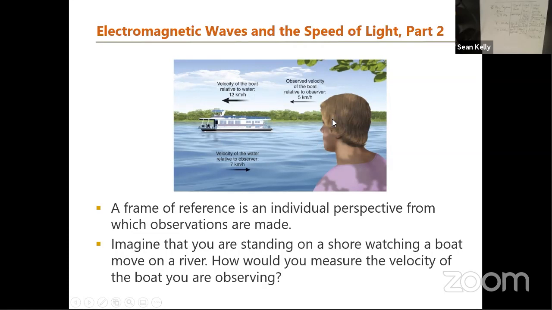If we stepped off the boat and into the shoes of the person on the riverbank and said, how fast do you see the riverboat moving? The answer is 5 kilometers per hour. And the reason is that the water is moving and the boat is trying to move on top of that water. And these two velocities are not in the same direction, and so they end up subtracting.